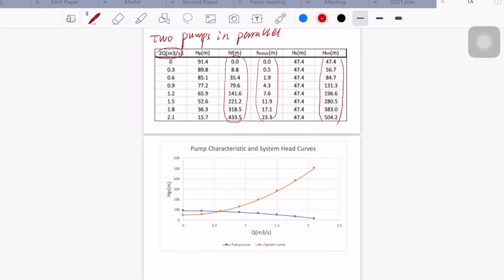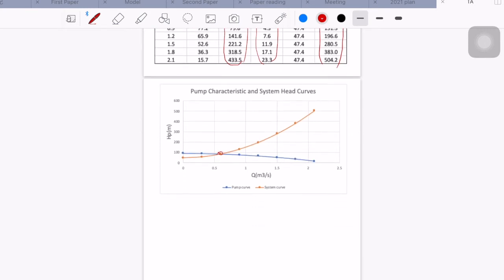And from the table, this row, and this figure, we can know the intersection of the pump characteristic curve and the system head curve. We see that the Q is approximately equal to 0.6 cubic meter per second, and the HP is approximately equal to 85 meter. So we have done this problem.